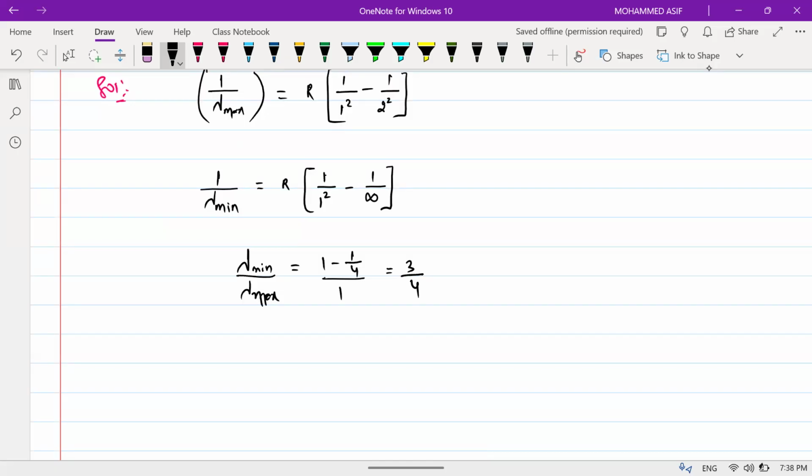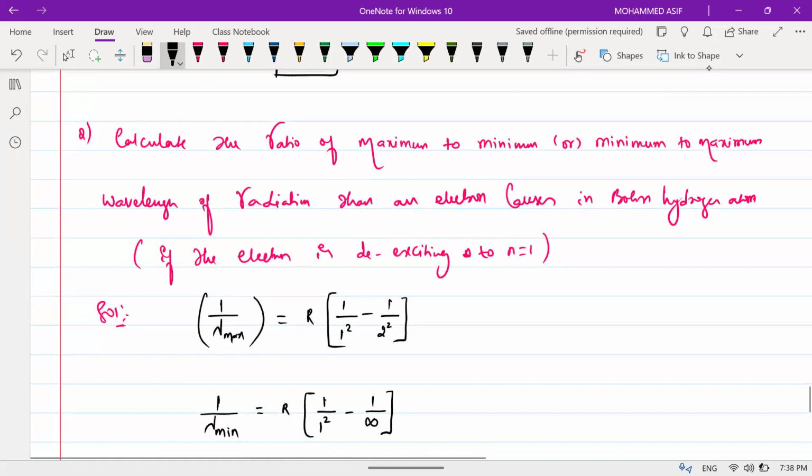Yes, sir. Am I clear? Maxima means from second to first, beta. If nothing is mentioned, otherwise if it is mentioning any time, then that value we need to take. He's just asking us to calculate the ratio of minimum to maximum or maximum to minimum wavelength of radiation that an electron causes in Bohr's hydrogen atom if the electron is de-exciting to the 1.